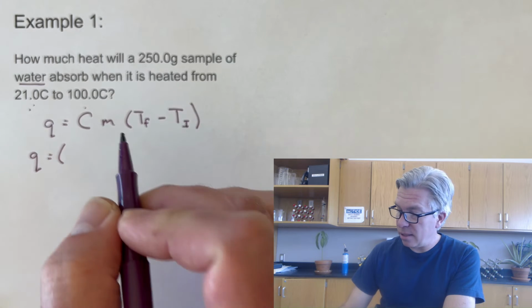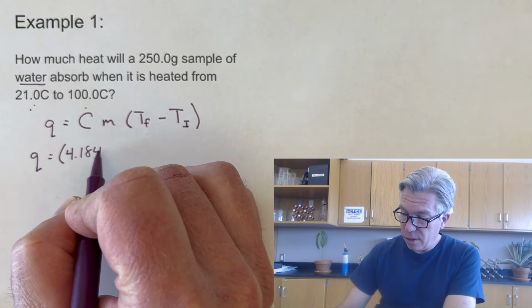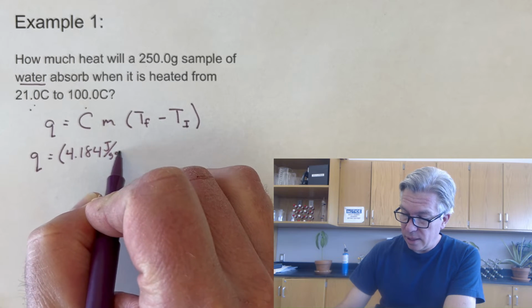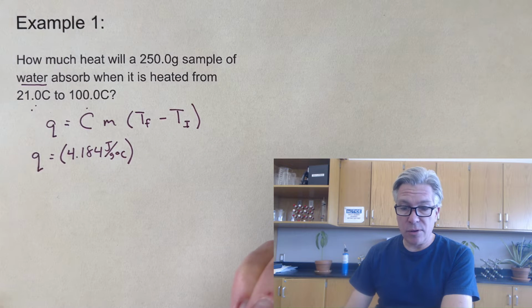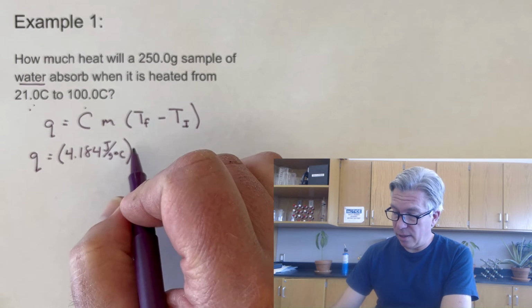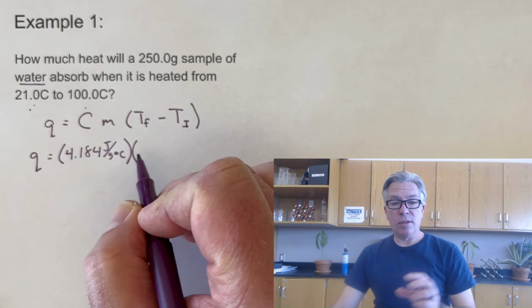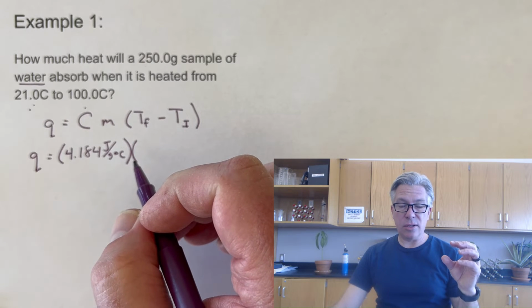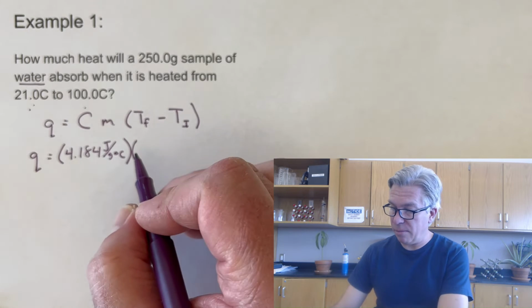Now the heat capacity of water from the chart that I just showed you is 4.184 joules per gram degrees Celsius. That's how many joules water gains for every gram for every degree. And that's a lot. It's actually one of the highest heat capacities ever, because of the fact that water does a lot of hydrogen bonding, and it's hard to break those bonds and get those molecules to move around faster at a higher temperature.